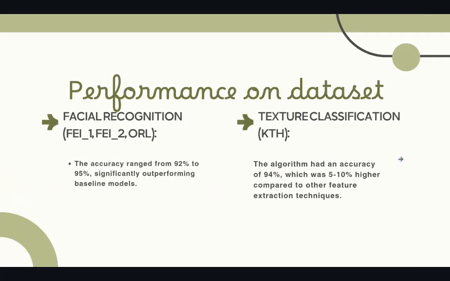They evaluated this technique on 12 datasets. For facial recognition on these datasets, the accuracy ranged from 92% to 95%, significantly outperforming baseline models. This GP-based approach achieved higher accuracy compared to traditional methods, effectively handling variations in facial expressions and pose. For texture classification using this dataset, the algorithm excelled in recognizing textures under different scales and lighting conditions.